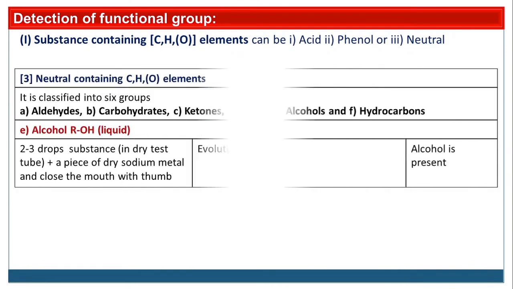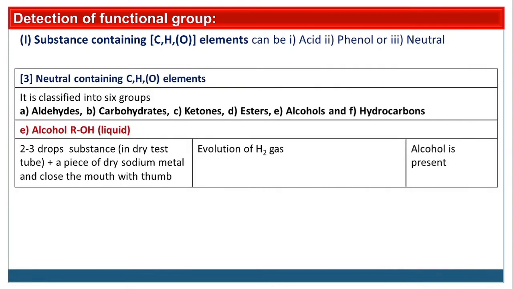Now test for alcohol. Now alcohol test is also very simple. That is for only liquids. Only liquids, this you have to take care of. Perform this test with 2-3 drops of the substance in a dry test tube, a piece of dry sodium metal, and close the mouth with the thumb.